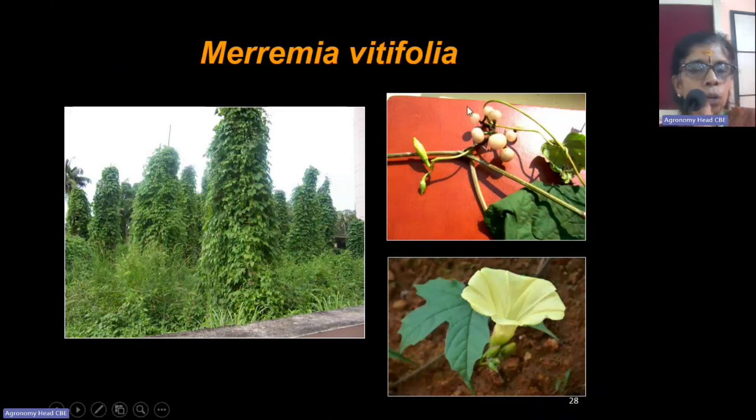And this is Merremia vitifolia, with profuse growth. You can see it everywhere in Kerala. The plant rarely produces seeds. It belongs to the Convolvulaceae family, a very important family, the morning glories. Many ornamentals are there. You can see the plant produces seeds and flowers under stressed conditions, in summer, in some dry lands only. Otherwise, it propagates by vegetative means and has no natural enemies.